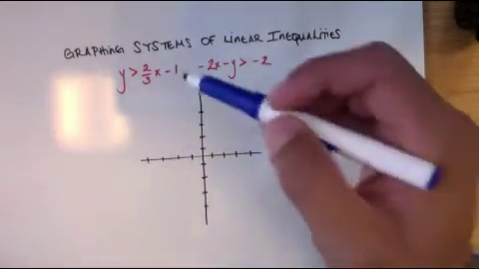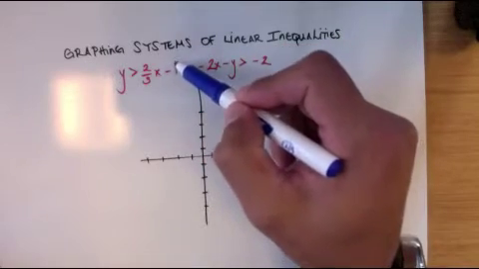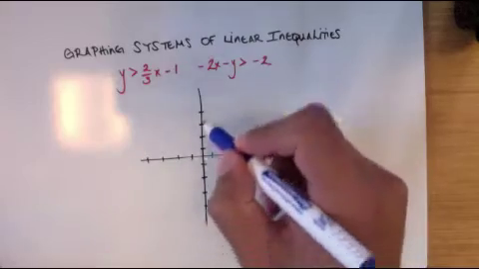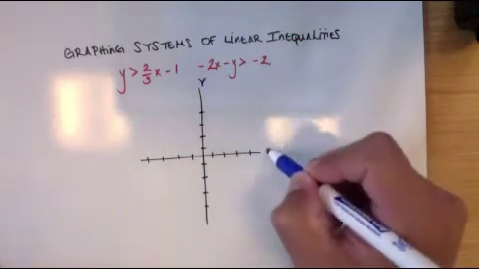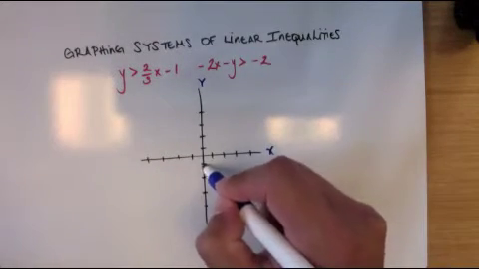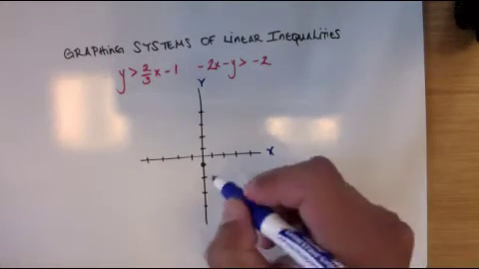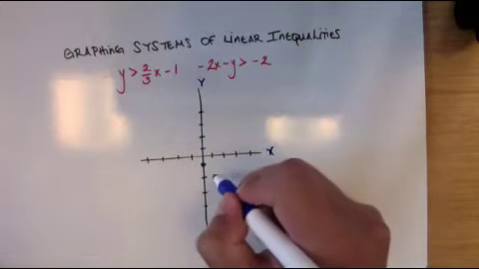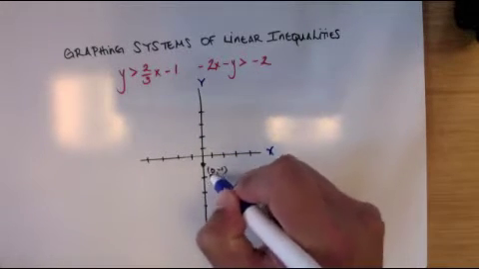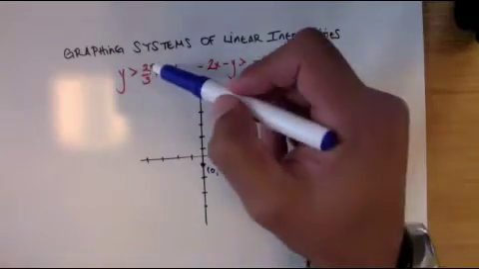That one's easy. And if you remember, the number that's by itself, that's my y-intercept. So it's at -1. And remember, we always start on the y-axis. So -1 is right here. Okay, remember that's a point. So that is (0, -1).